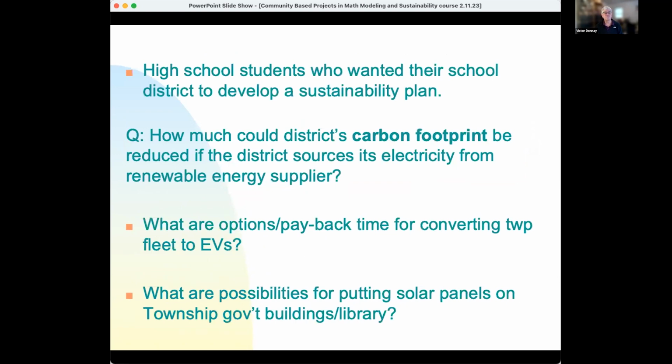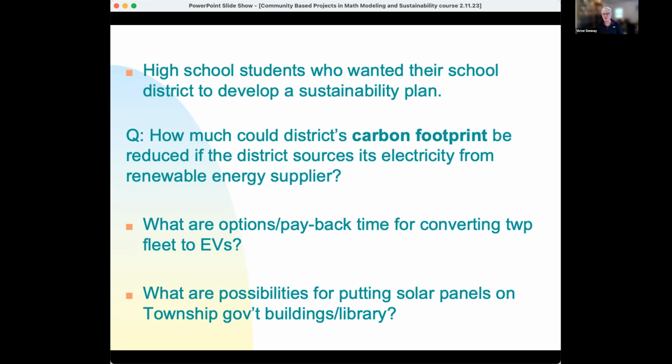Some other ones, this was cool. Their community partner was a team of high school students from a neighboring school district who wanted to get their school district to develop a sustainability plan, which is happening more and more. And so they asked the college students to calculate the carbon footprint of the school district and how it would be reduced if they changed their electric supplier from the traditional one, using, in Pennsylvania, a lot of natural gas, a bit of coal, some nuclear, to one where you can now get your electricity sourced from renewable sources. It's kind of complicated. It's not like you're getting the electrons that came from the solar panel.